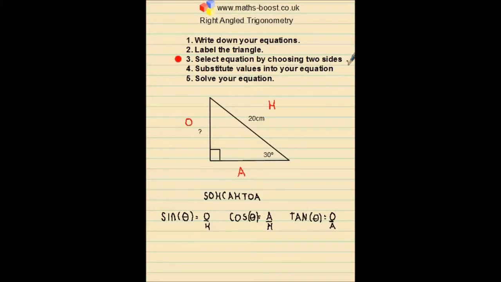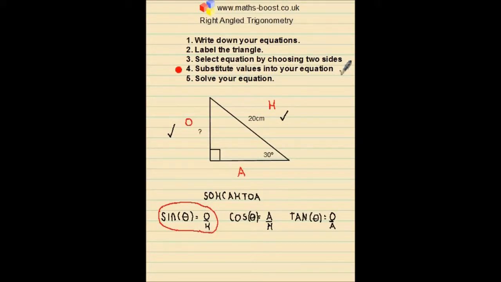Step 3, choose two sides. Tick the two most important sides of the triangle. Now, the most important side of all is the side you've been asked to find, since this is the whole point of the exercise. Next, any side that gives you information is also an important side. So we're told that the length of the hypotenuse is 20 centimeters, so this is valuable. Now, based on the two sides we've chosen, we pick the correct equation. And the only equation that features both opposite and hypotenuse is this equation here.